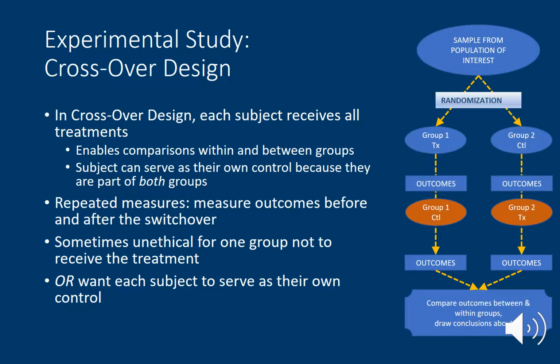So for this, it starts out the same. We randomly assign individuals to our two groups, and then we measure outcomes. But then we swap the two groups so that what was the treatment group now becomes control, and what was the control now gets the treatment. And then again, we measure our outcomes and we compare them between groups as well as within groups. This allows every individual to serve as their own control.